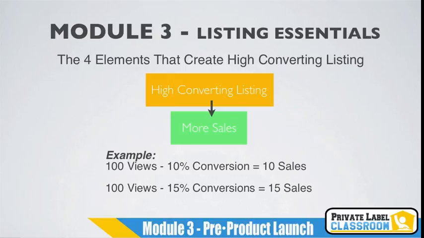Okay. The example I put down here is if you get 100 views to your listing, it means 100 people visit your listing, and you're converting at 10%, which is pretty good, by the way, in the internet marketing space or product information world. 1 to 2% conversion on a product is pretty darn good.